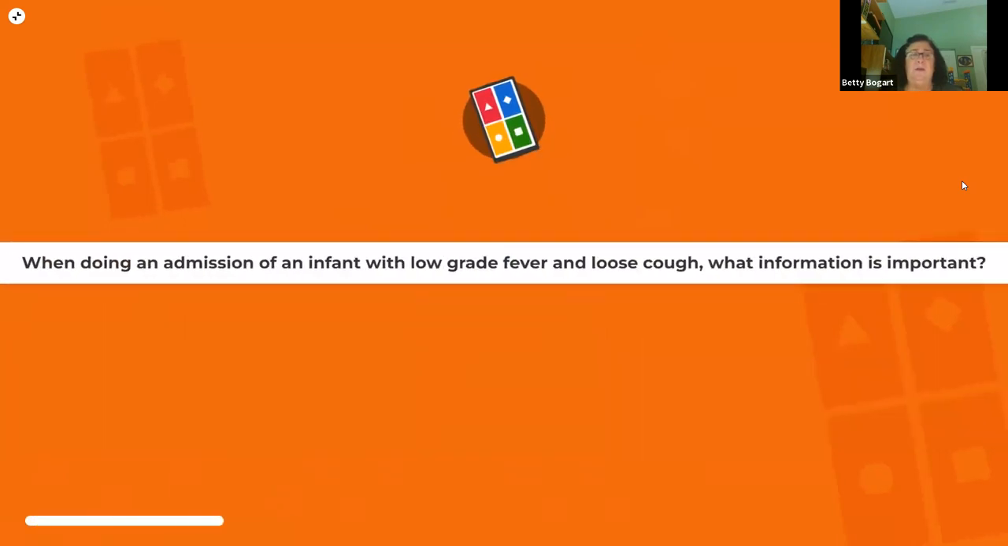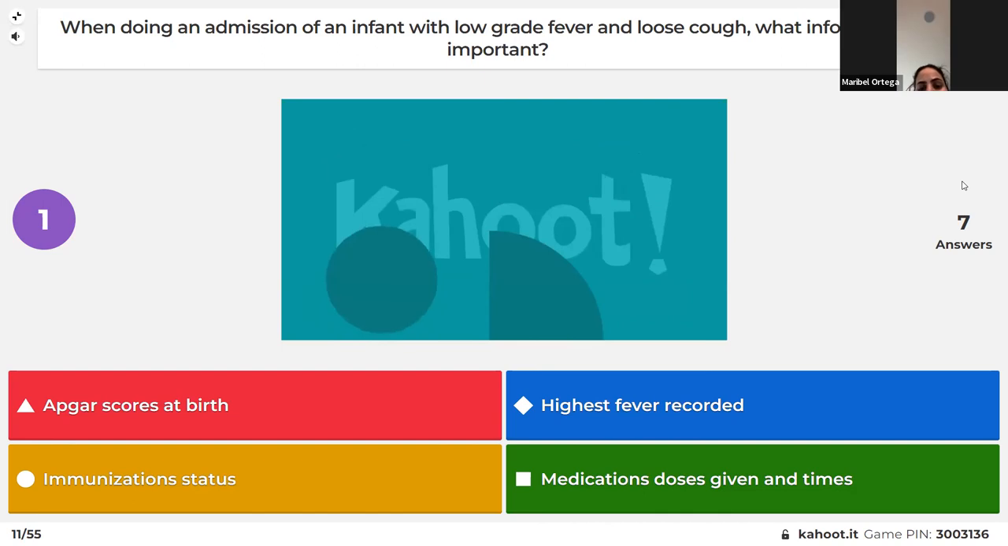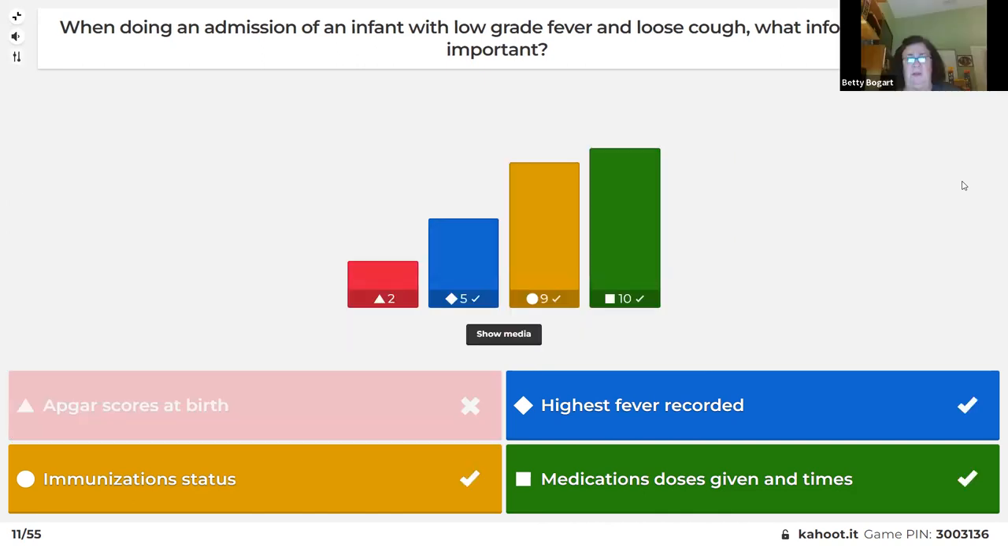Multi-select. When doing an admission of an infant with a low-grade fever and loose cough, what information is important to gather on this infant? You're doing your nursing history on this child. I mean, you want your allergies, you want to know immunizations, their fever. When did they last have Tylenol or Motrin, depending on the child's age? You know, Apgars at birth really don't make a difference right now. It's something the physician will gather, but we need to take care of this infant right now.